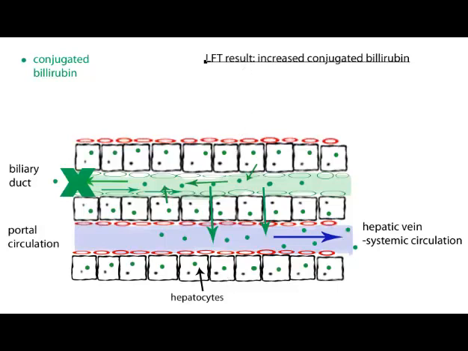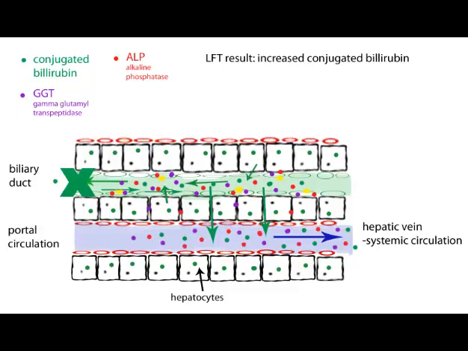As well as causing a raised conjugated bilirubin level, damage within the bile canaliculi themselves can lead to release of other factors. This is by damaging the cells which line the canaliculi, the green cells here. These cells contain a range of other enzymes not found in the hepatocytes. These enzymes include gamma-GT and alkaline phosphatase. This can be released when the cells lining the bile ducts are damaged. When they are released, they can seep into the systemic circulation and be measured when we do our LFTs blood test.